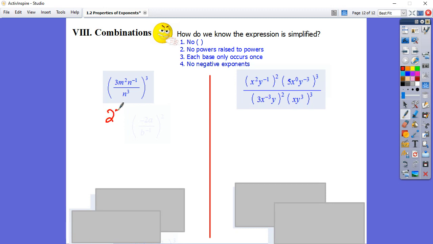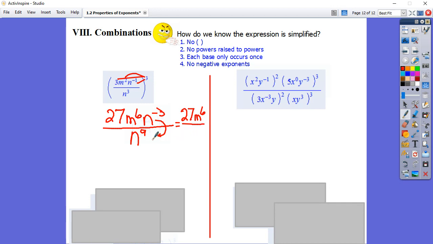Let's go ahead and I'm going to do it that way. So 3 cubed is 27. Remember, it's not 9, it's 3 cubed. M to the 6, because squared, I'm sharing this to each of these. And then n to the negative 3, negative 1 times 3, and then n to the ninth, 3 times 3. Now, I'm not done, but I'm really close. I have a negative exponent. I'm going to flip this, and then I think we'll be done because there's no common bases anywhere else.